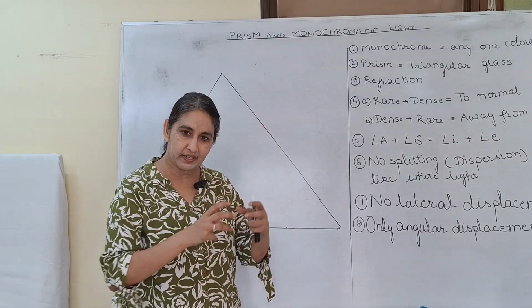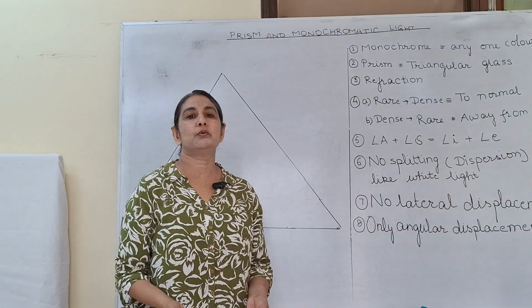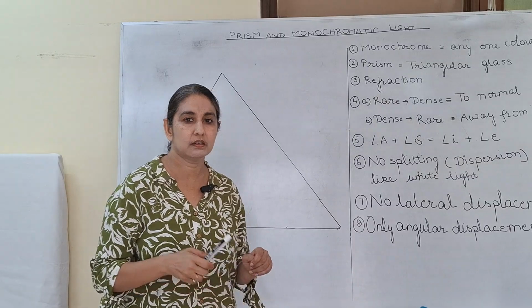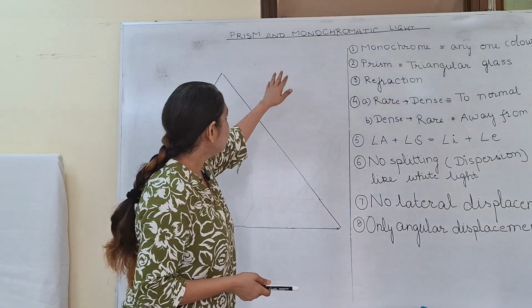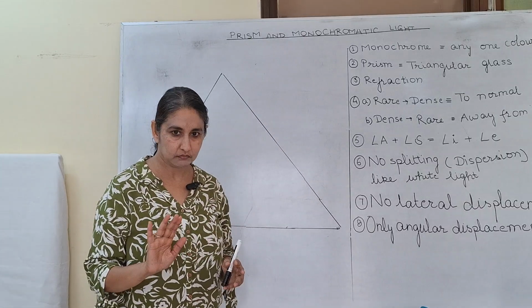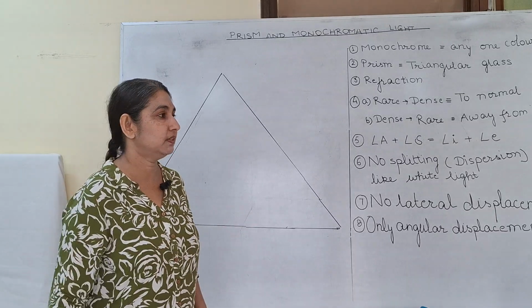But if you have only one color, only blue or only red, so that is what is called a monochromatic light. Mono means one, chrome means color. So a monochromatic light is the one which has only one color. Okay, and that means only one wavelength, no different wavelengths.